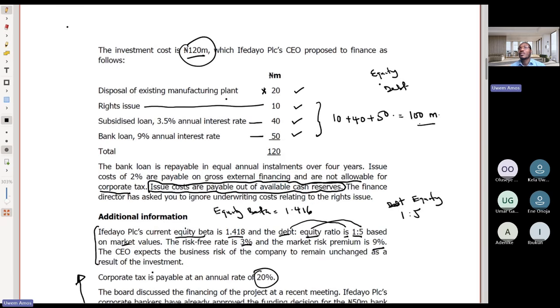Now, before you proceed, you need to pause and ask a little bit of question to say, okay, are we going to borrow from these external sources? If we borrow or we source for 100 million on the dot, does the company have the finance to pay for the issue cost?